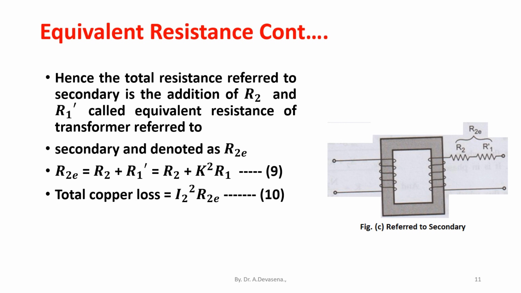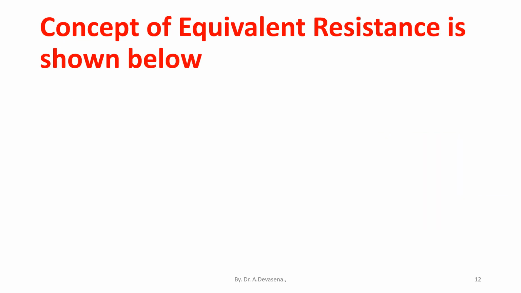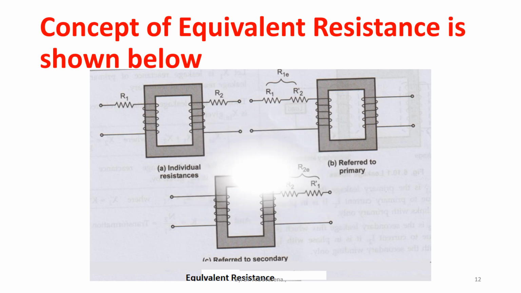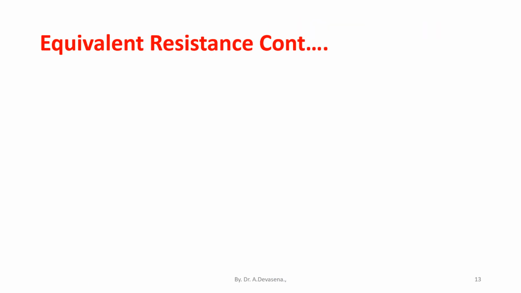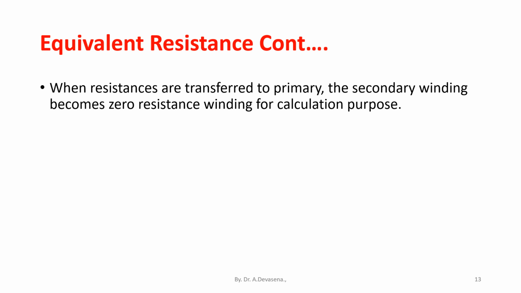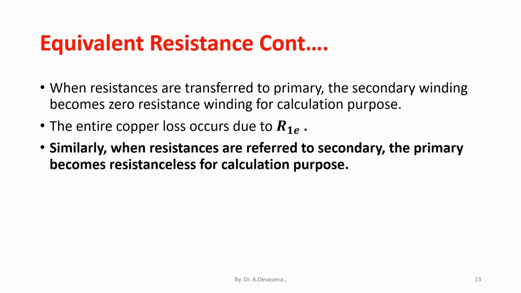Here is the representation of equivalent resistance referred to secondary. When resistances are transferred to primary, the secondary winding becomes a zero resistance winding for calculation purposes. The entire copper loss occurs due to R1E. Similarly, when resistances are referred to secondary, the primary becomes resistanceless for calculation purposes. The entire copper loss occurs due to R2E.